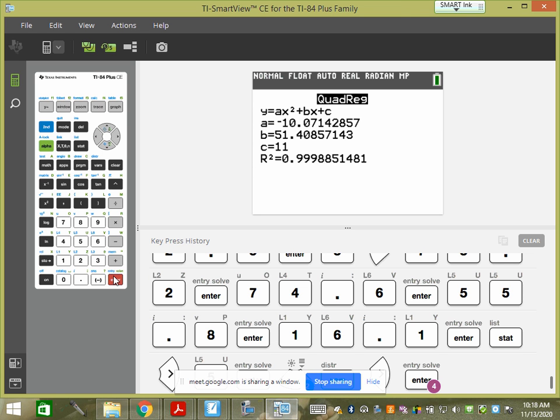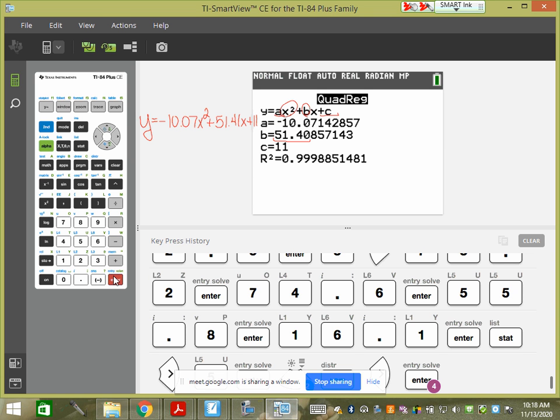Go off your screen. So when I wanted the equation to the nearest hundredth, I would go y equals negative 10.07, and that's my A, and then I put behind it an x squared. Then my B is 51.41, and it's positive, so I go plus 51.41x. And then my C, I go plus C. So I go bx plus C. My C is plus 11. If they wanted it to the nearest hundredths, you'd actually go plus 11.00. You would actually put the decimal 00. Okay? So that's the equation. That would be for B.